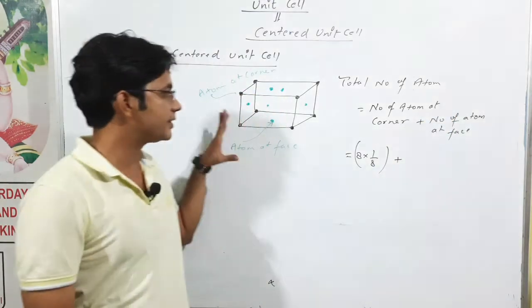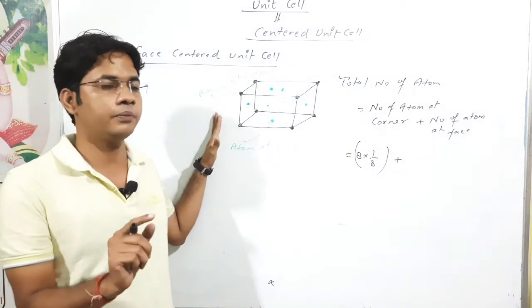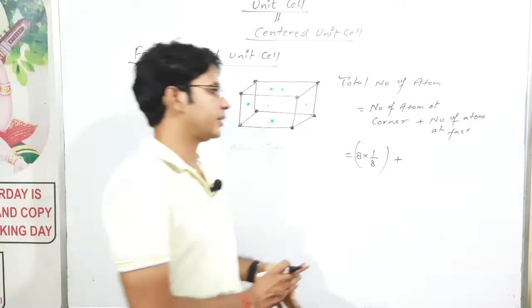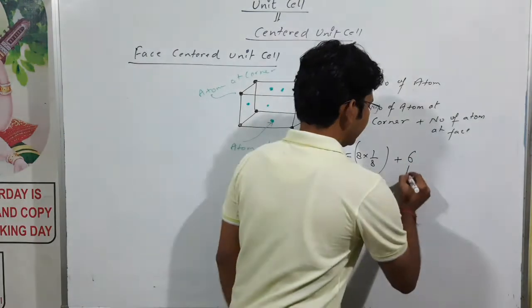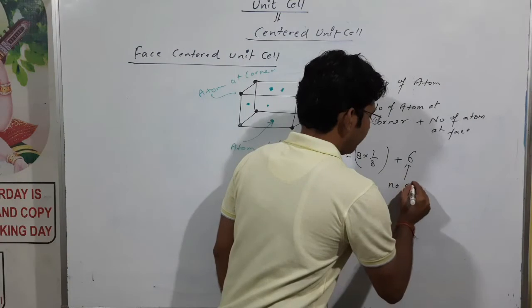How many faces are in this unit cell? Count the walls of your room. There are a total of 6 walls in the room, that is, 6 is the number of faces.